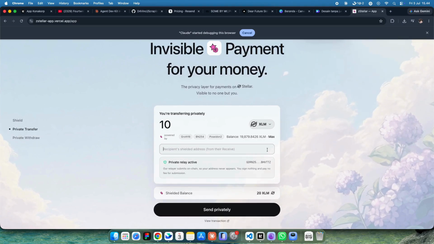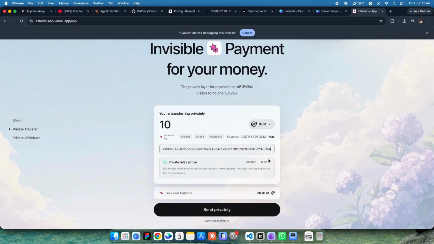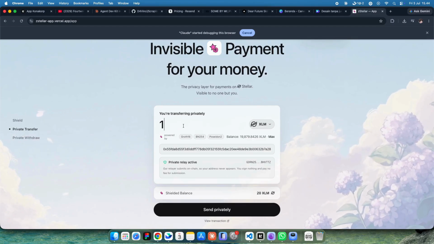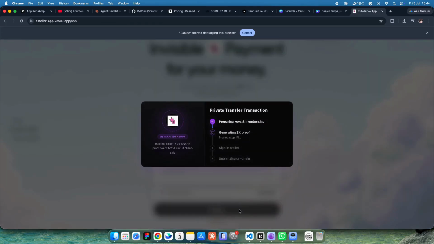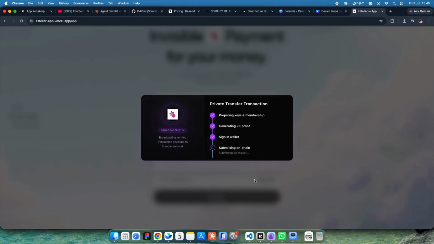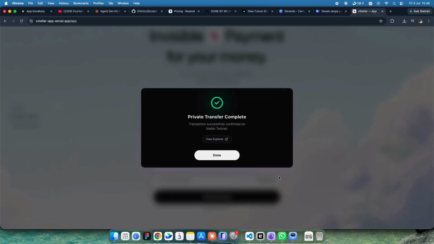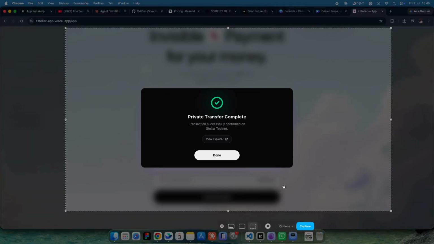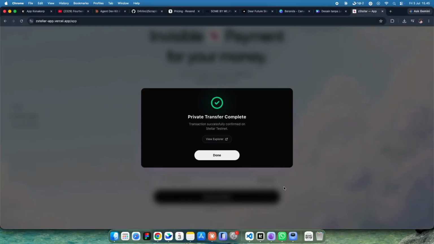A user begins by connecting their Freighter wallet and depositing public assets into a shielded pool. At this point, those assets are converted into private commitments that hide the owner's balance from public view. Once funds are shielded, users can privately transfer assets to another shielded address without exposing who sent the payment or how much was transferred. Whenever needed, those assets can be withdrawn back into any public Stellar wallet, completing the entire payment lifecycle while preserving privacy throughout the process.